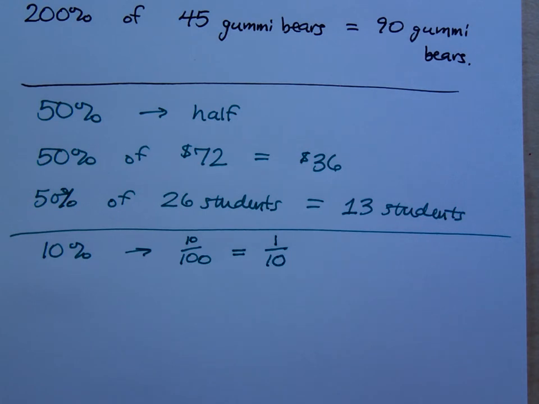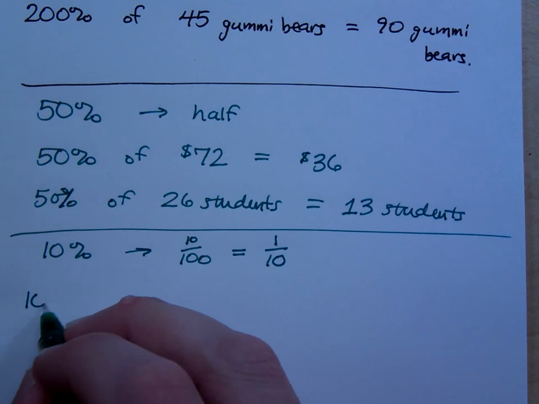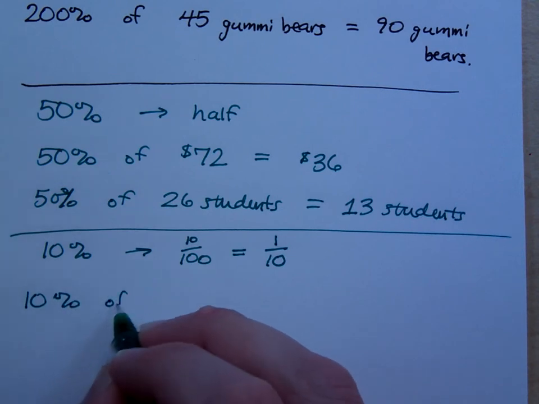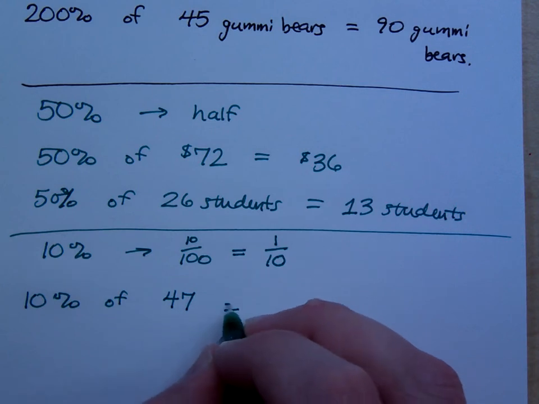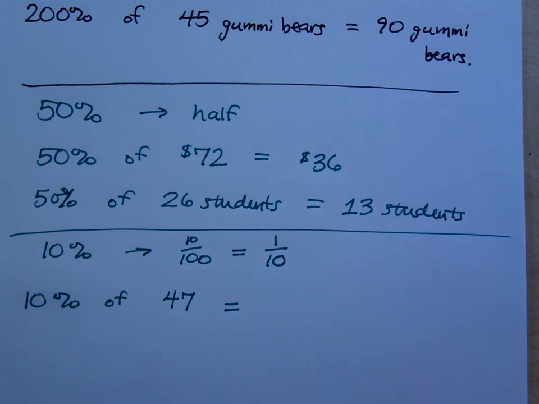Now, that means all you're doing is dividing by 10. And to divide by 10 is just scooting the decimal point one over. So if I say, what is 10% of 47? Where is the decimal in the number 47?